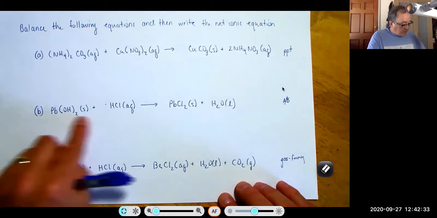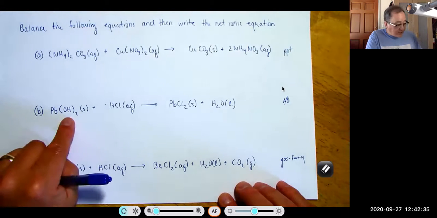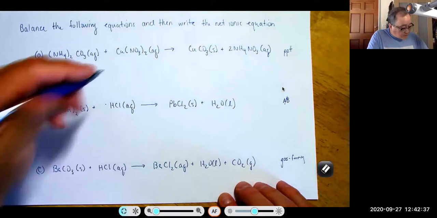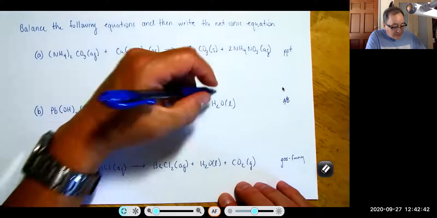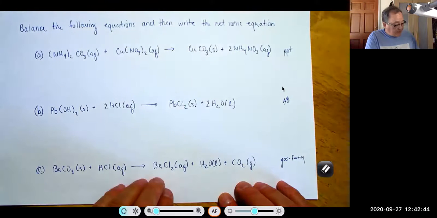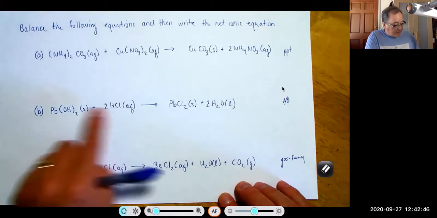How about this one? Well, we have 2 hydroxides and 1 hydrogen. So I want 2 hydrogens here for 2 hydrogens, 2 hydroxide, and 2 water. And then what's left over is the lead and the 2 chlorines.